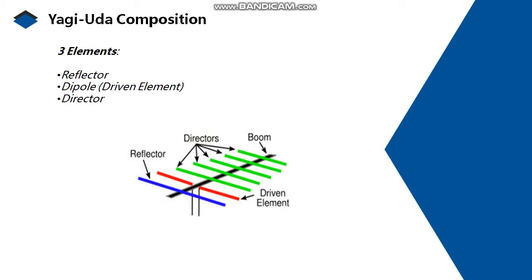Next we have the dipole or the driven element. The driven element is the Yagi antenna element to which the power is applied. It's normally a half wave dipole or often a folded dipole. The dipole is where the balun or the transmission line is connected.